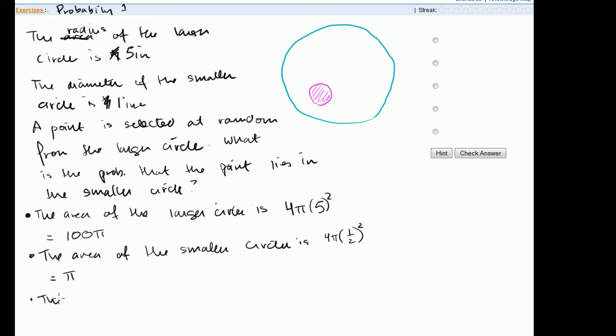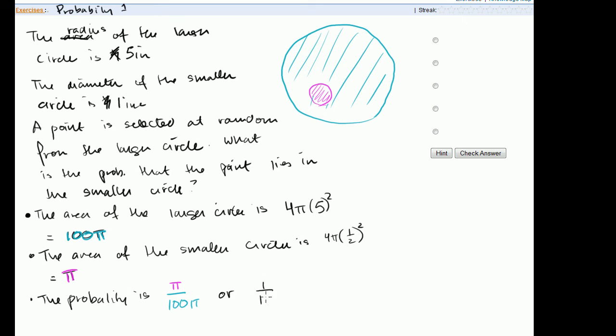So the probability is, and then we could even do this in this color, so that's pi. So the probability is pi over 100 pi. Don't worry about it if that's too much trouble. We could color it all out like that. So the probability is pi over 100 pi, or 1 in 100.